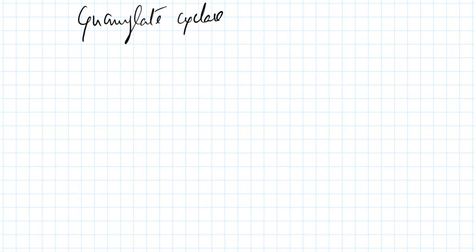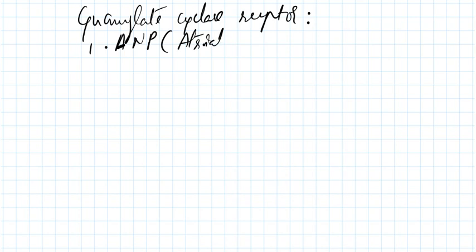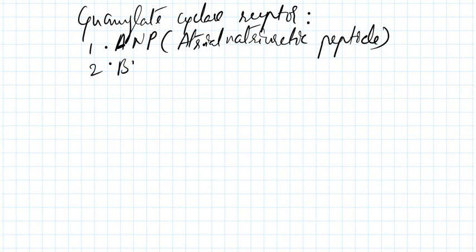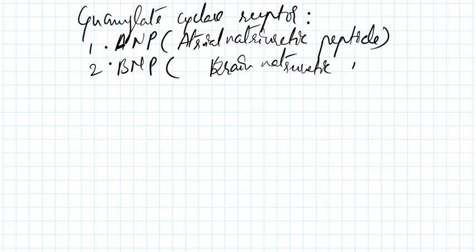cyclase receptor. There are two examples in guanylate cyclase receptor. First one is ANP, atrial natriuretic peptide. Remember this one is very important. It can be a potential MCQ. Second example is BNP, brain natriuretic peptide. These two examples are very much important. And guanylate cyclase receptor is a type of enzymatic receptor. That's as simple as that.